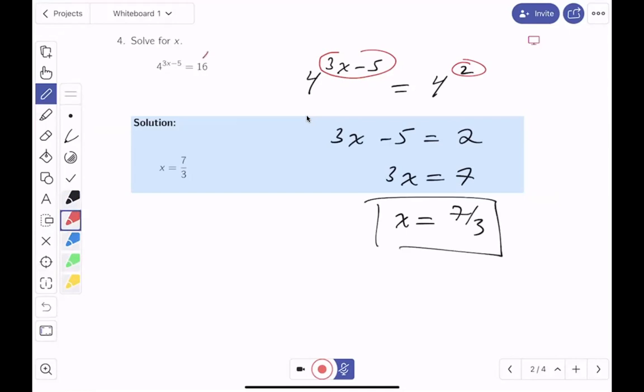I do want to point out that I want to check it. And what would you get over there? Well, it would be 4, and again, I'm checking it. If x is 7/3, 3 times 7/3 is going to be 7, minus 5. And what's 7 minus 5? It's going to be 2, right? So what's 4 squared? It's 16. It checks out beautifully.